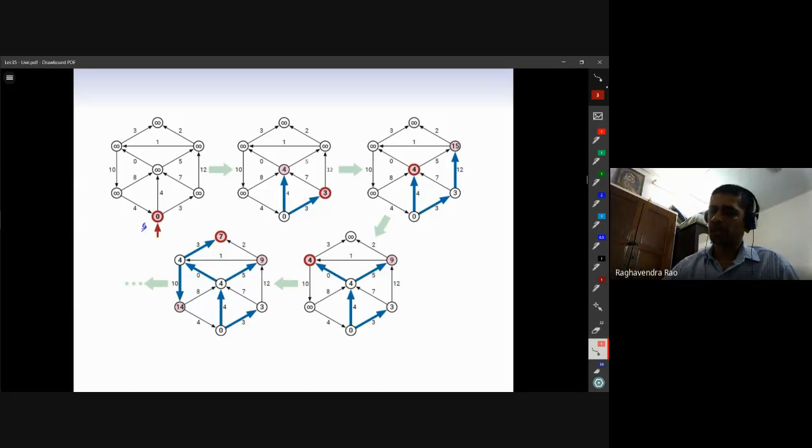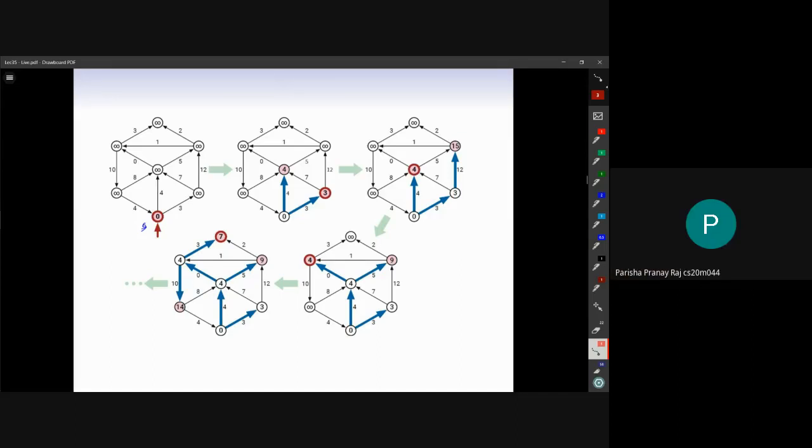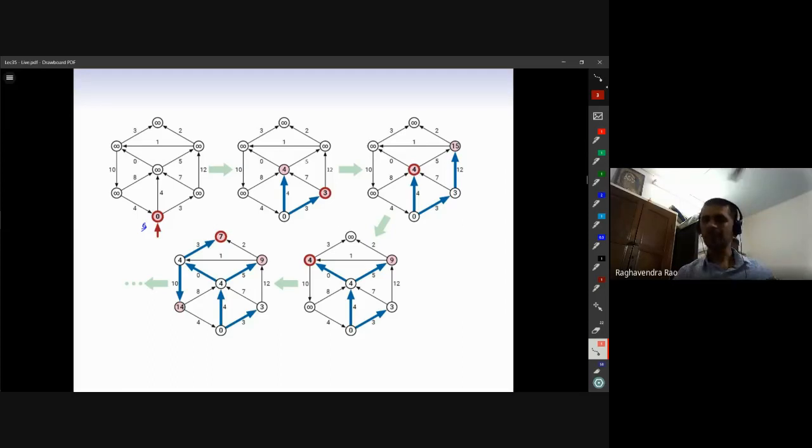Any question on the example? Hello. Yeah. So we can see that once a vertex leaves the queue, it doesn't enter the queue again. But how do we argue that formally? Yeah, we are going to do it.